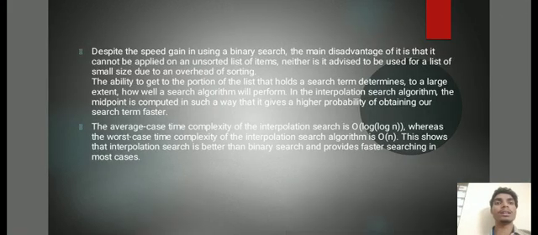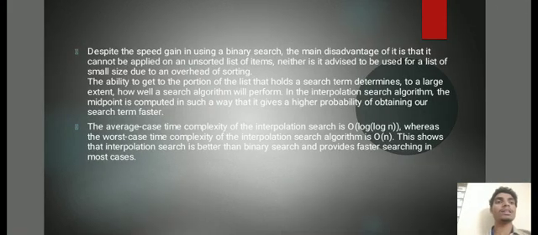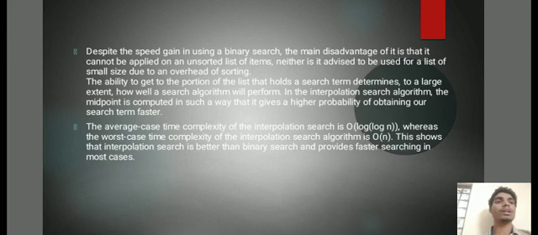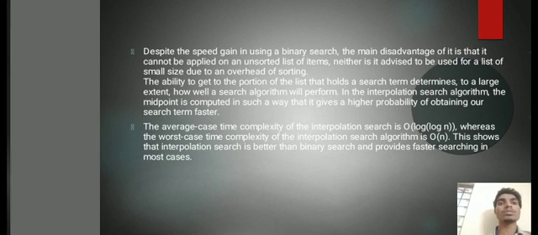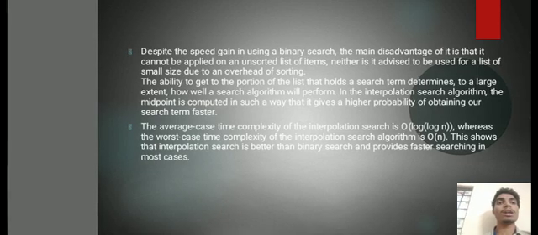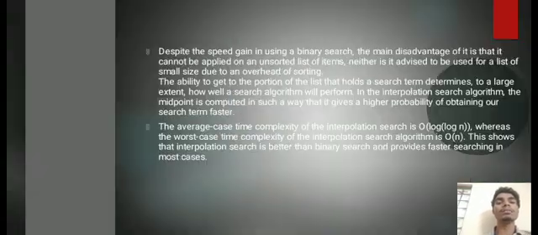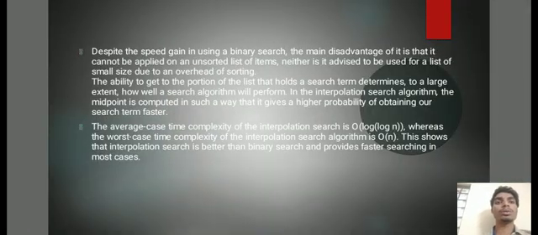Despite the speed gain in using a binary search, the main disadvantage of it is that it cannot be applied on an unsorted list of items. Neither is it advisable to use it on lists of small size due to the overhead of sorting. The ability to get to the portion of the list that holds a search term determines to a large extent how well a search algorithm will perform.